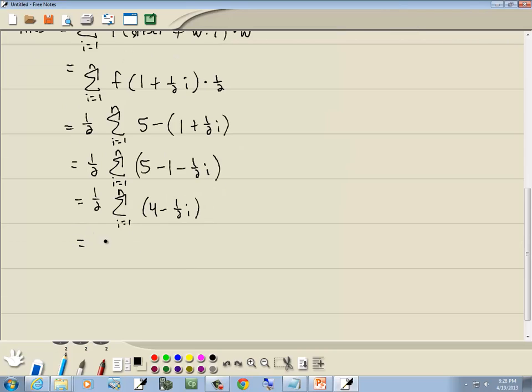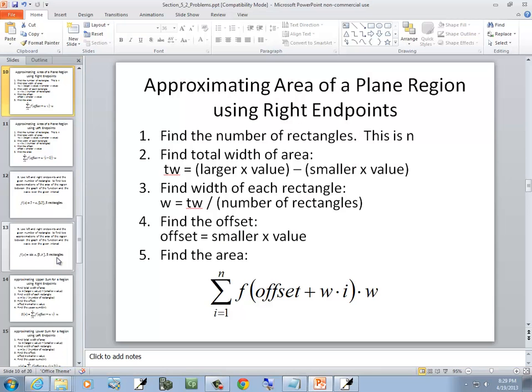So I leave the 1/2 clear out in front, and we're going to have the summation from I equals 1 to 8 of 4 minus 1/2 times the summation from I equals 1 to 8 of I. So again, I just split that up. Put the 4 in a separate summation, and the minus 1/2 I put out in front of the other summation, which just has an I.